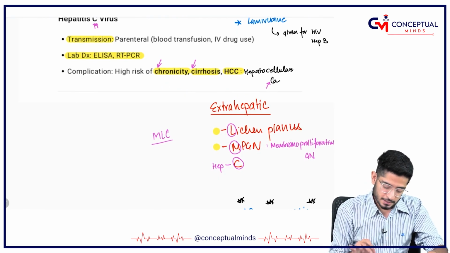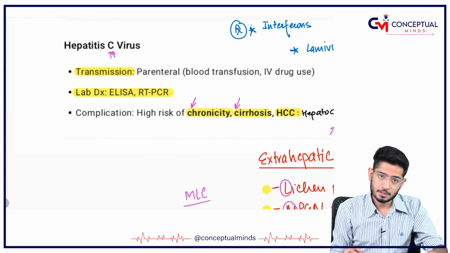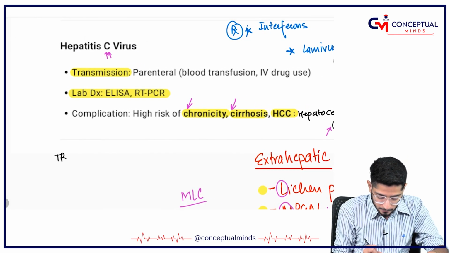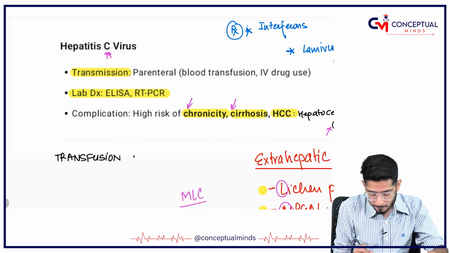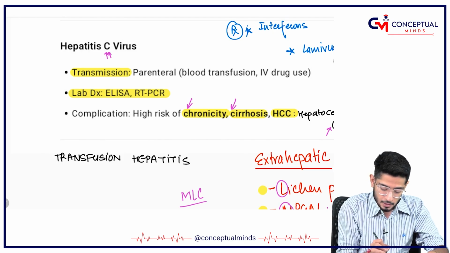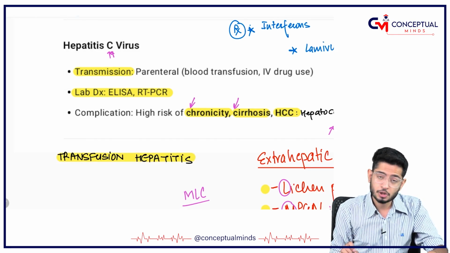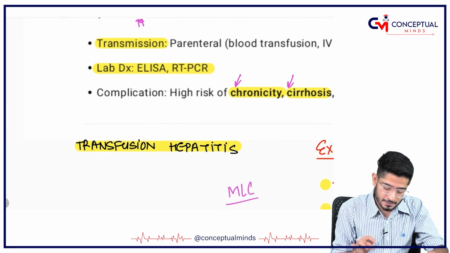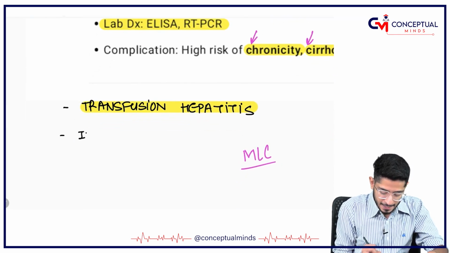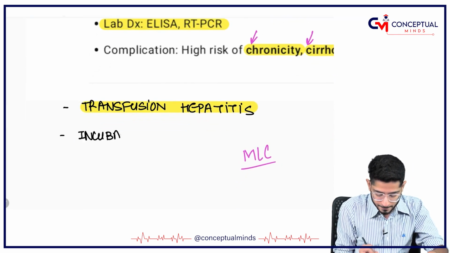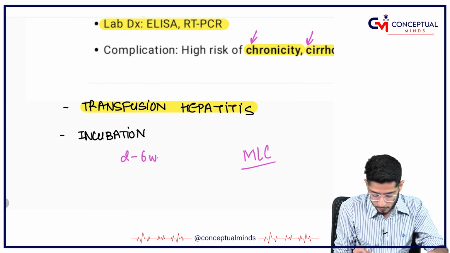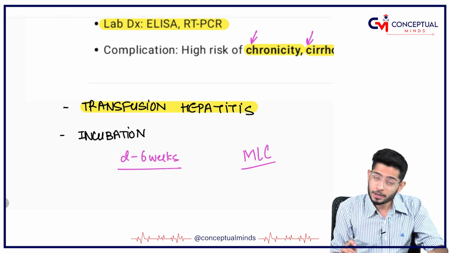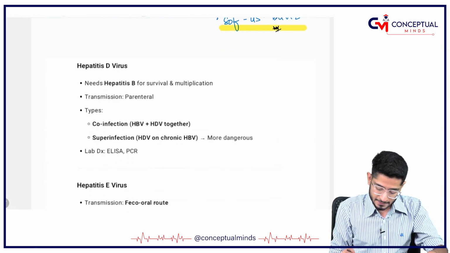One more important thing is that hepatitis C, please understand, is also called transfusion hepatitis, because it is the most common hepatitis which occurs via transfusion. So it is also called transfusion hepatitis, and hepatitis C has an incubation period of 2 to 6 weeks. So now it marks the end of hepatitis C.